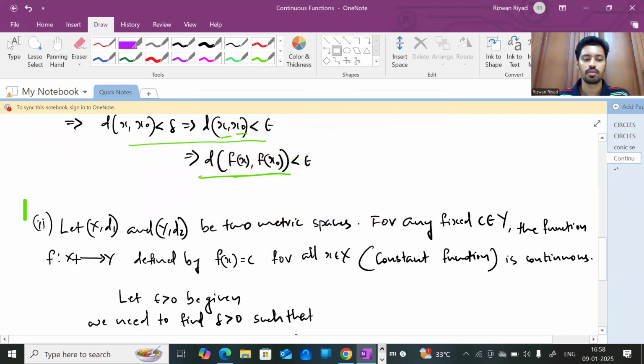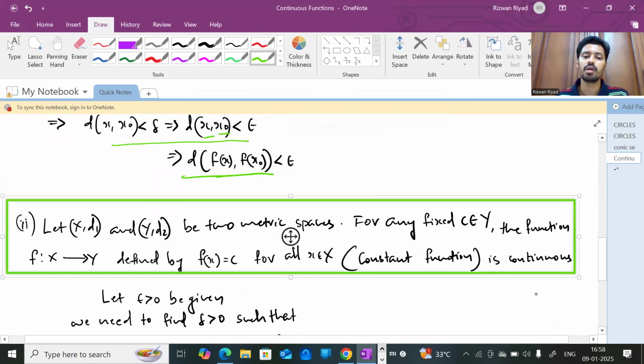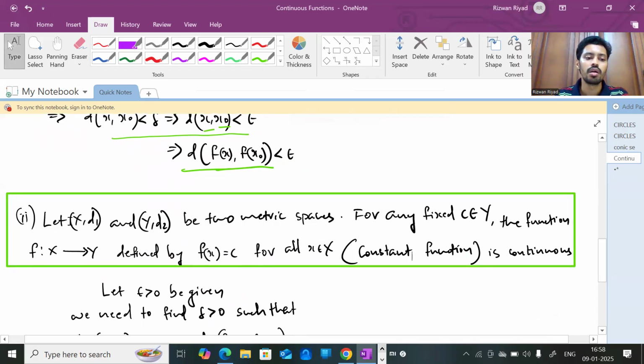This function is also continuous. Using the same definition, we can prove it. You can read here. Let (X, d1) and (Y, d2) be two metric spaces.